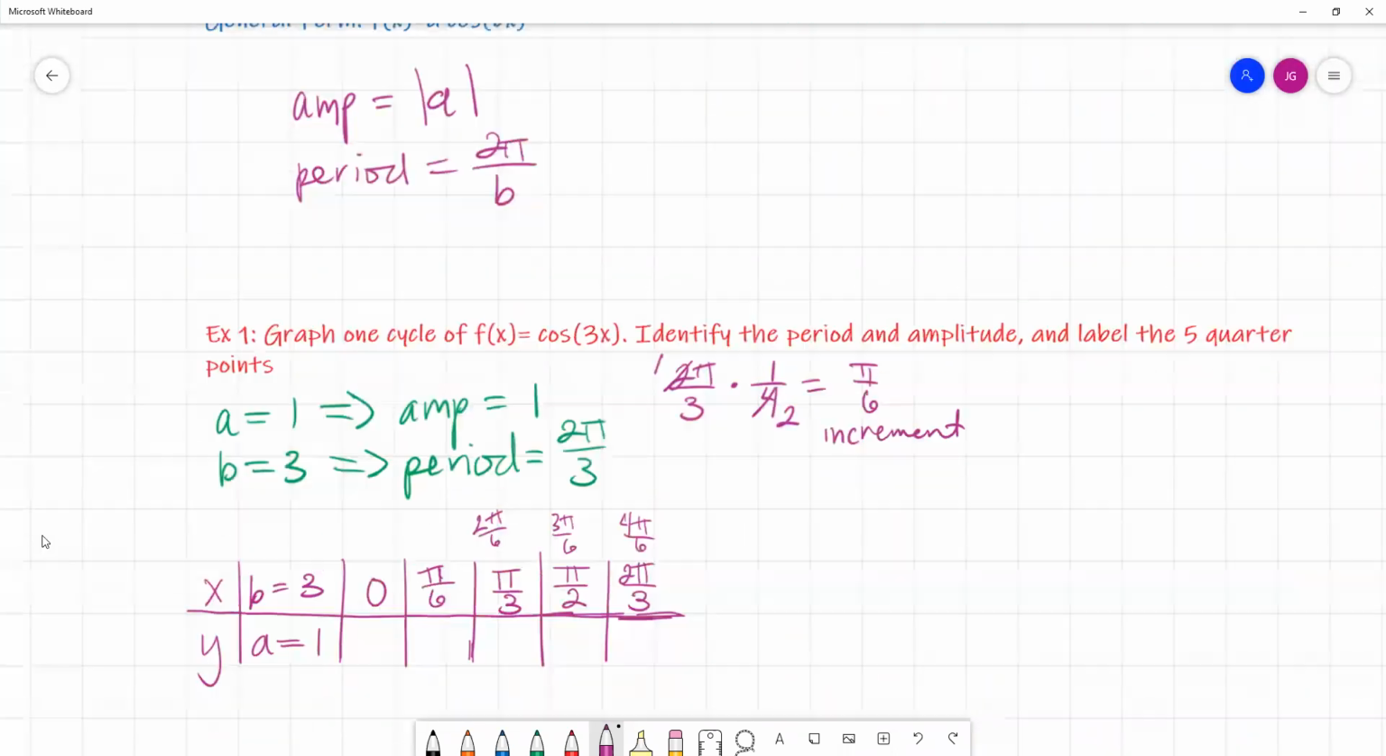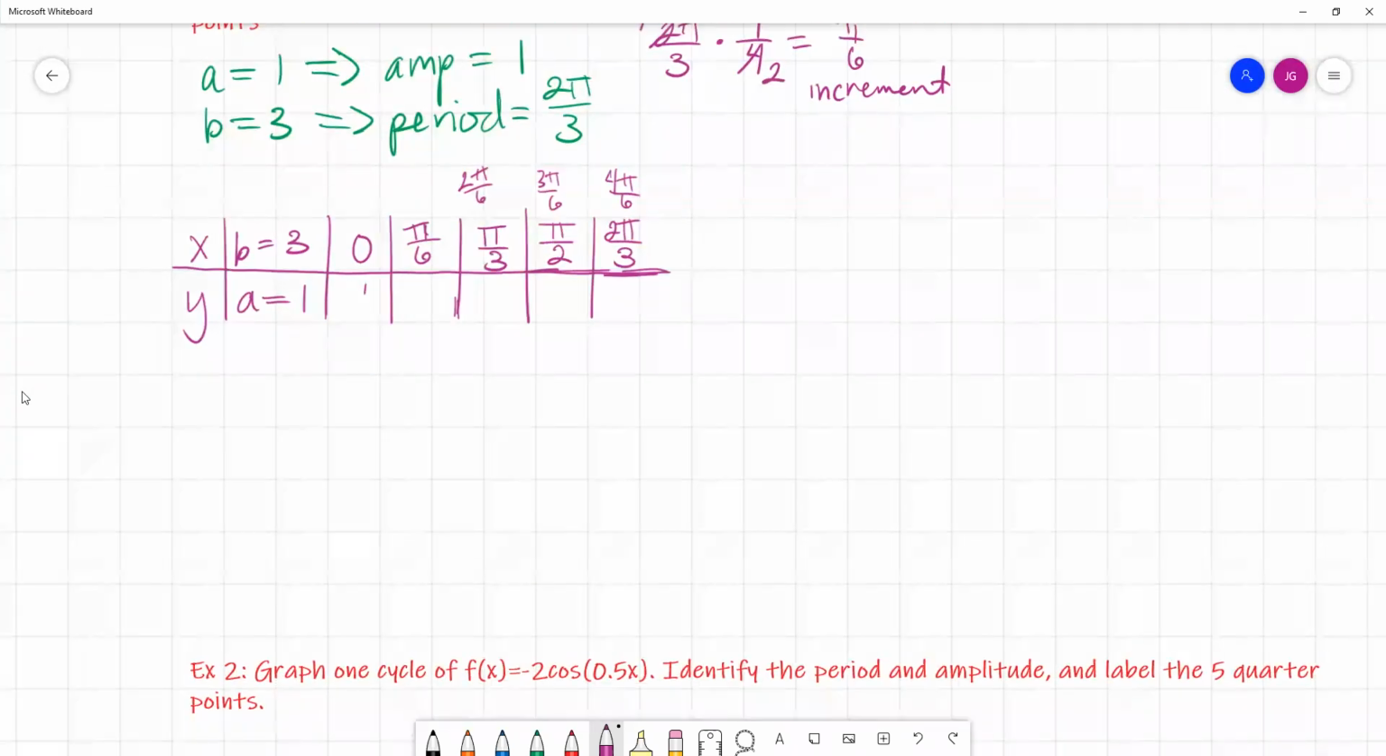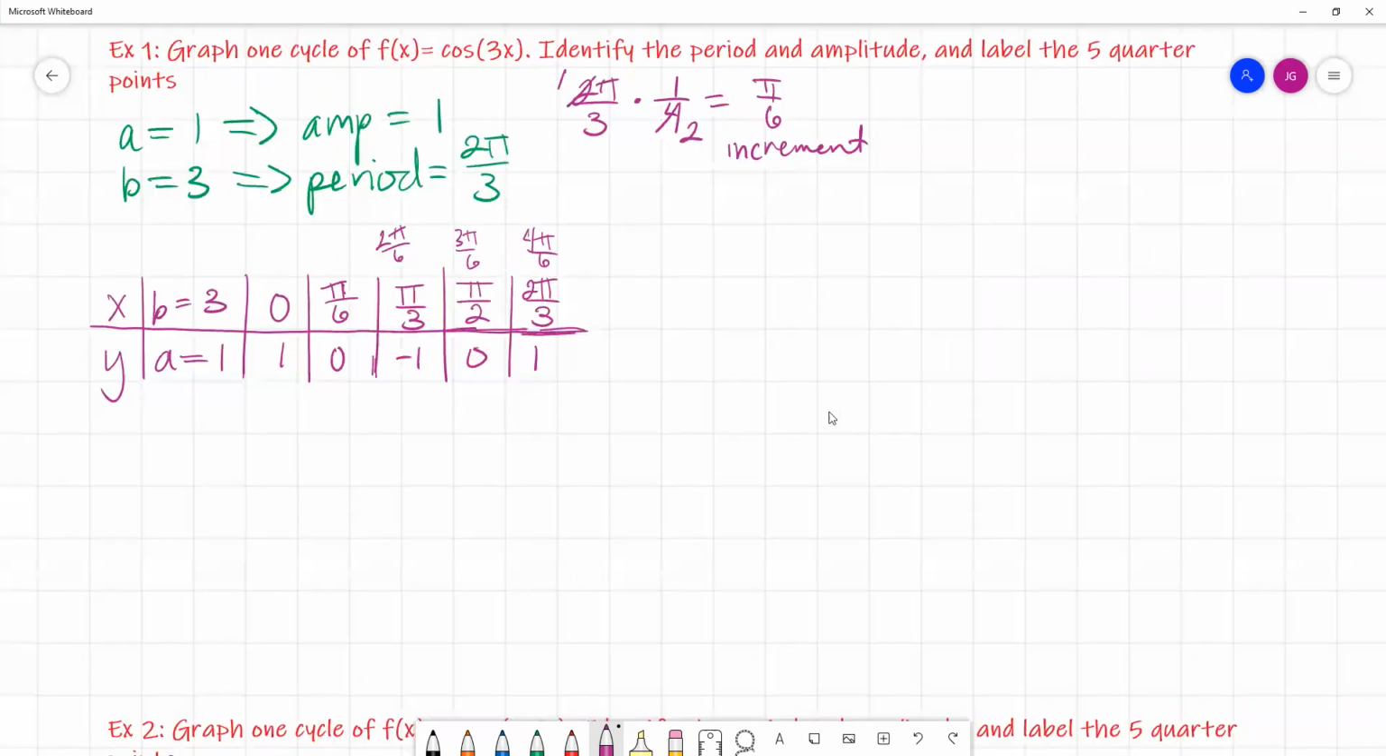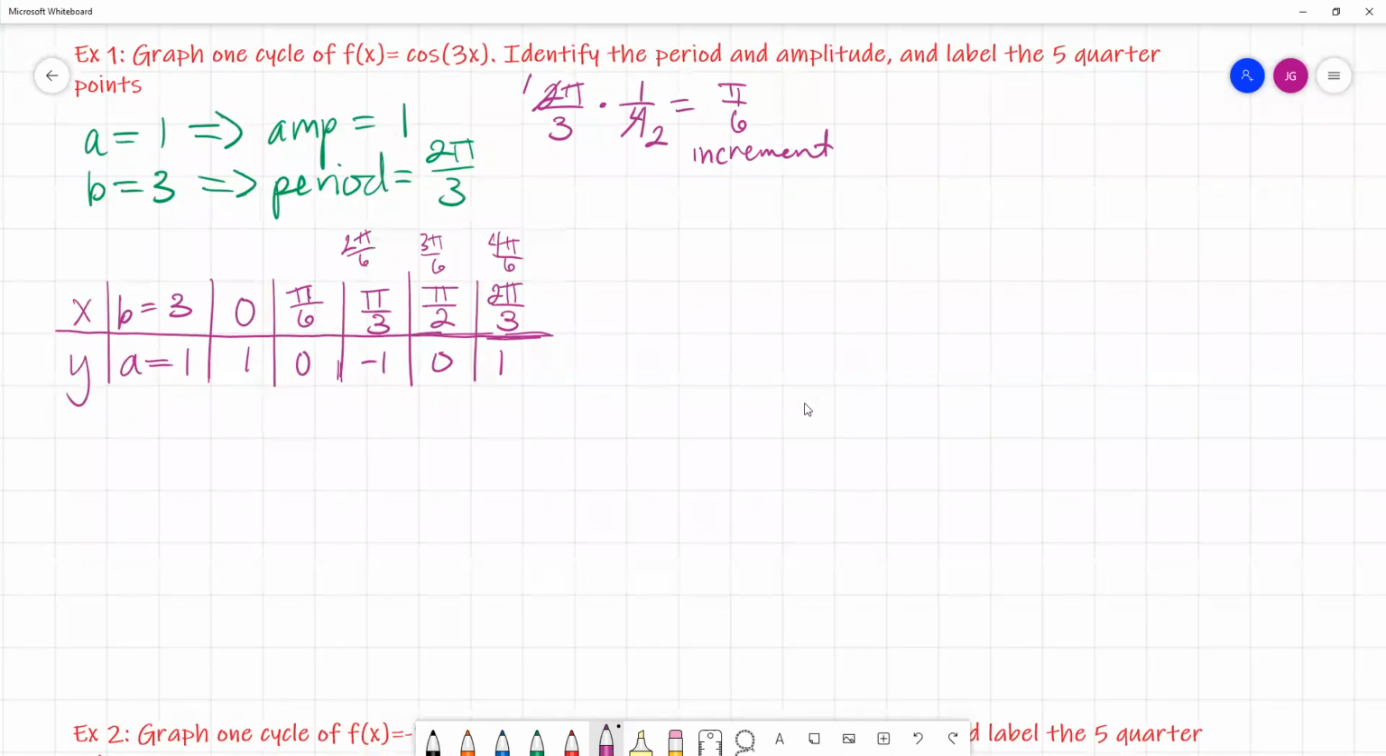We're just going to take our original y values of 1, 0, negative 1, 0, 1. Those are our original ones. Okay, and so now we graph. And what I'm going to do is try to give us a good idea of what this looks like in comparison to the parent cosine function. So I'm going to go all the way out to 2 pi just to show you the kind of comparison.